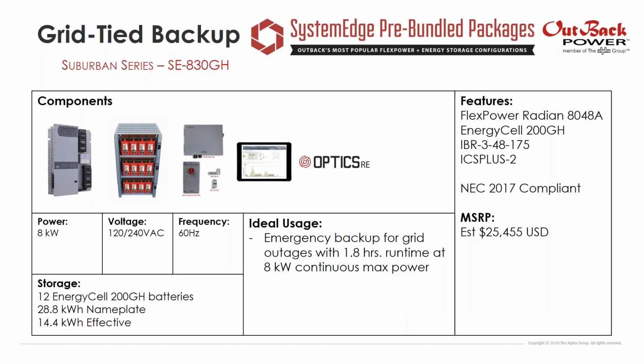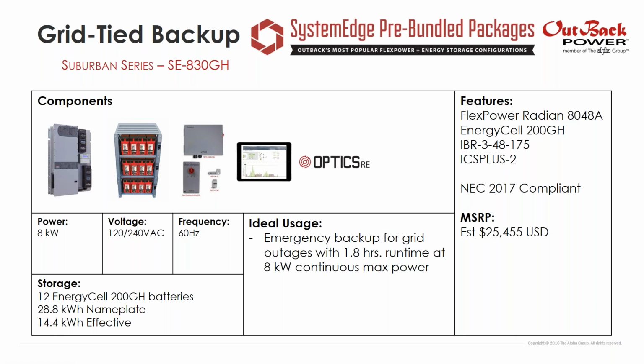Then moving up in size, we go to our Suburban series. This is our SE830GH. This is about 30 kilowatt hours of energy storage. We've got an 8 kilowatt inverter, so double the amount of loads that we can power. So this is our most popular grid-tied battery backup system for most homes, single-family homes.